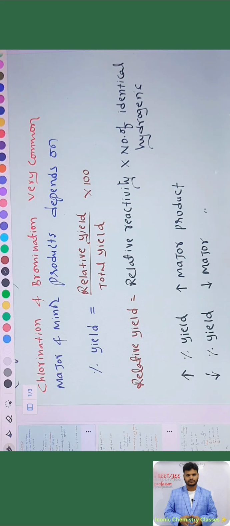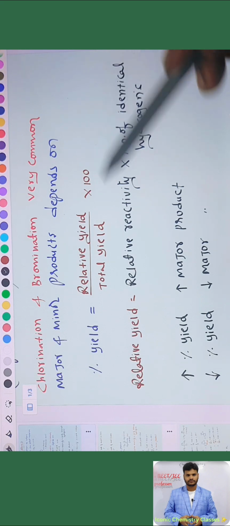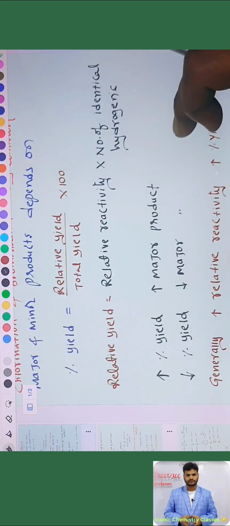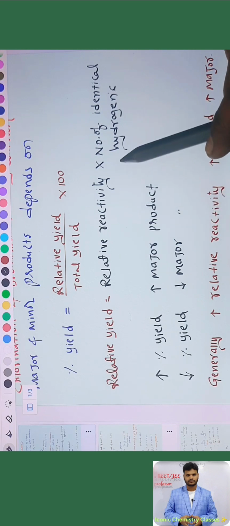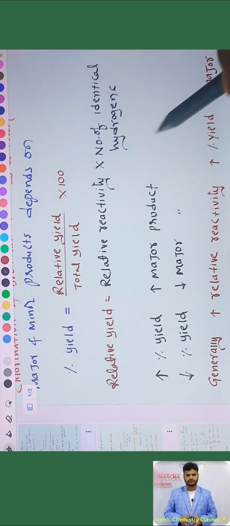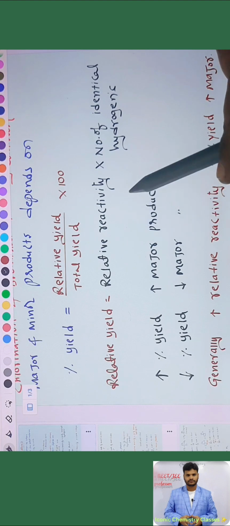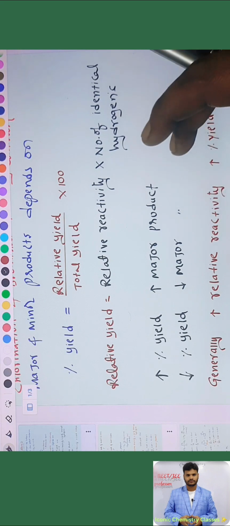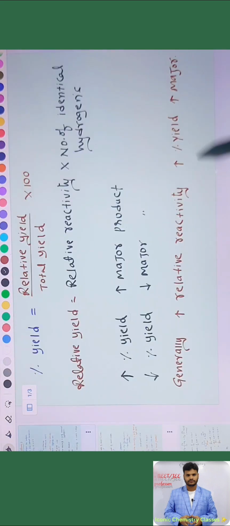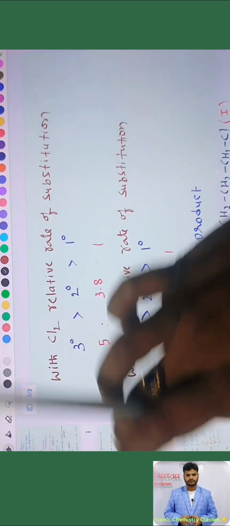So how to find the percentage of yield? There is one formula: relative yield by total yield into 100. Relative yield is very important. Relative yield equals relative reactivity into number of identical hydrogens. Increase in the percentage of yield means that is the major product. Decrease in the percentage of yield means that is the minor product. Clear?